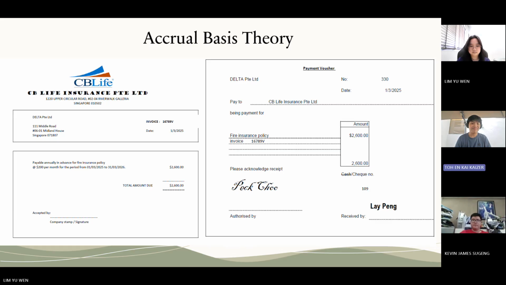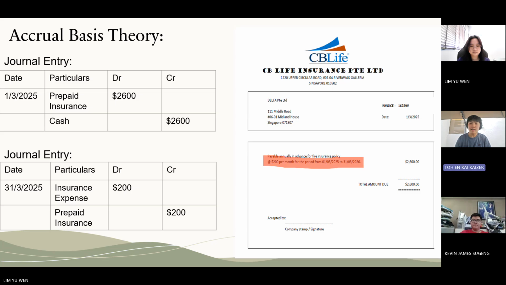Next slide. So as you can see, $2,600 over here has actually been paid in advance to CB Life Insurance policy, which therefore leads to the journal entry here on the top left, for a debit $2,600 prepaid insurance and a credit $2,600 cash. Now, you may be asking me, what's this journal entry at the bottom? I would like to highlight this $200 per month for the period of 1st March to 31st March in 2026. Next slide, please.